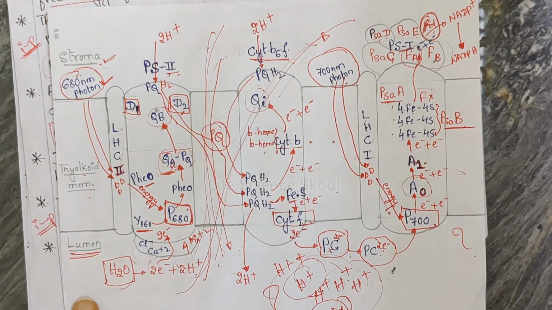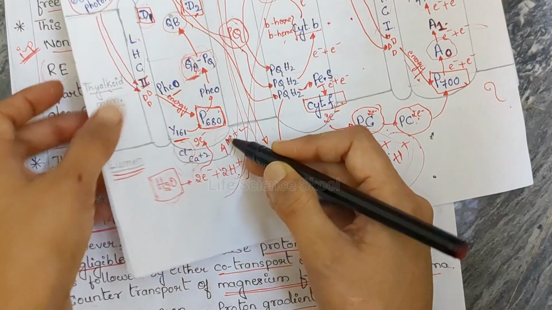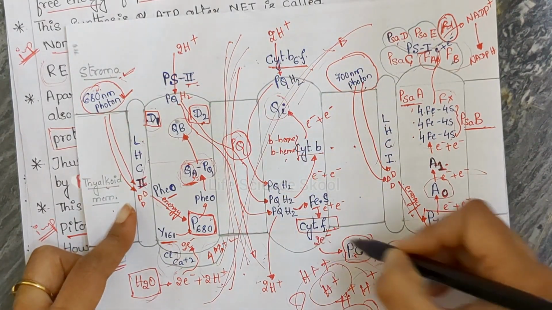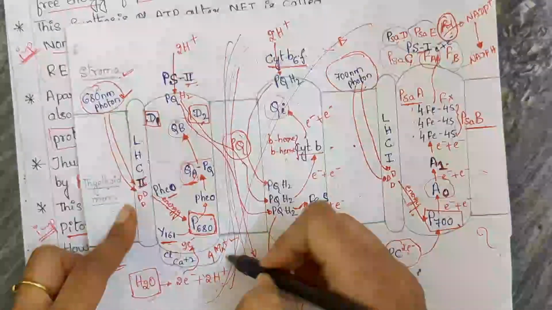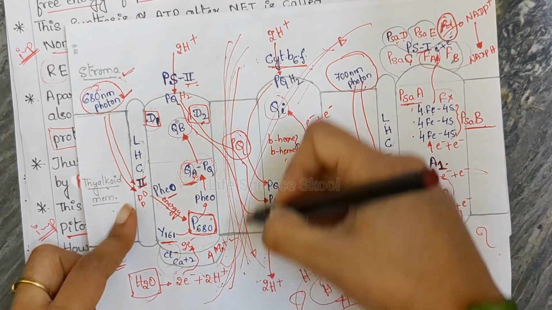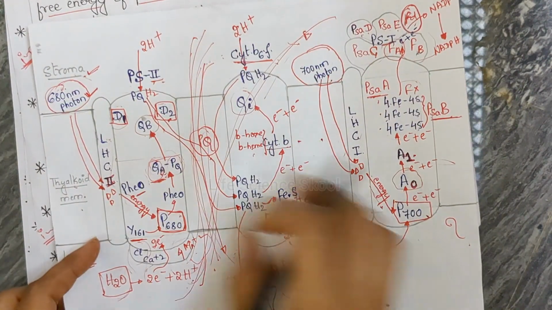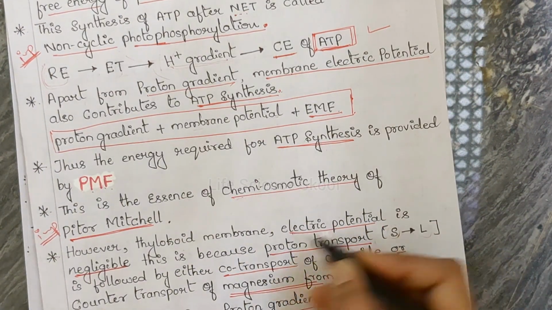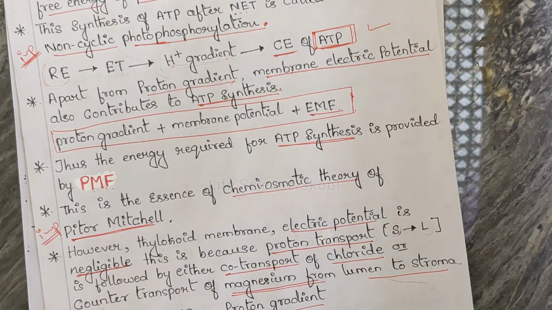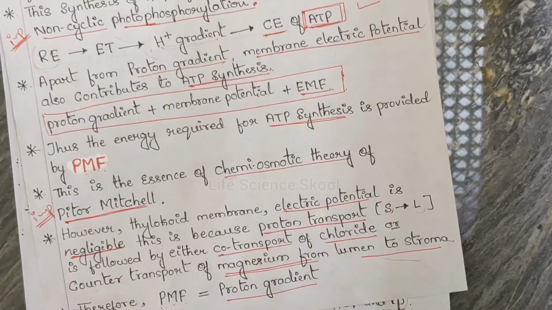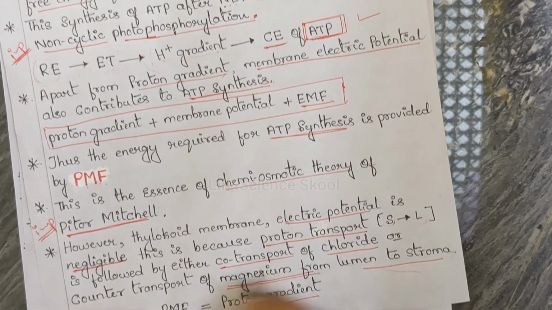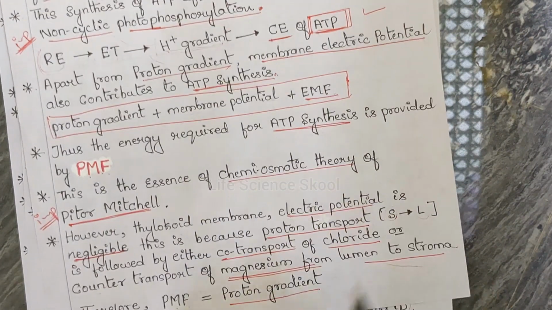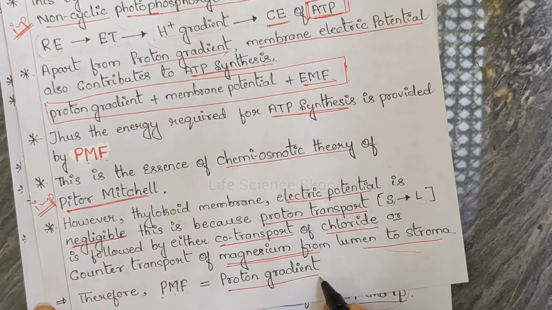In the photosystem explanation, I have told there will be chloride and magnesium. So what will these magnesium do? The protons are moving from here to here. When there are high protons on this side, the chloride and magnesium will move to the stroma side. So that balances the electric potential. When the electric potential is balanced, it becomes negligible in the case of the thylakoid membrane. Therefore, the proton motive force is equal to the proton gradient. So in this case there will be no membrane potential, and for ATP synthesis the energy is provided only by the proton gradient.